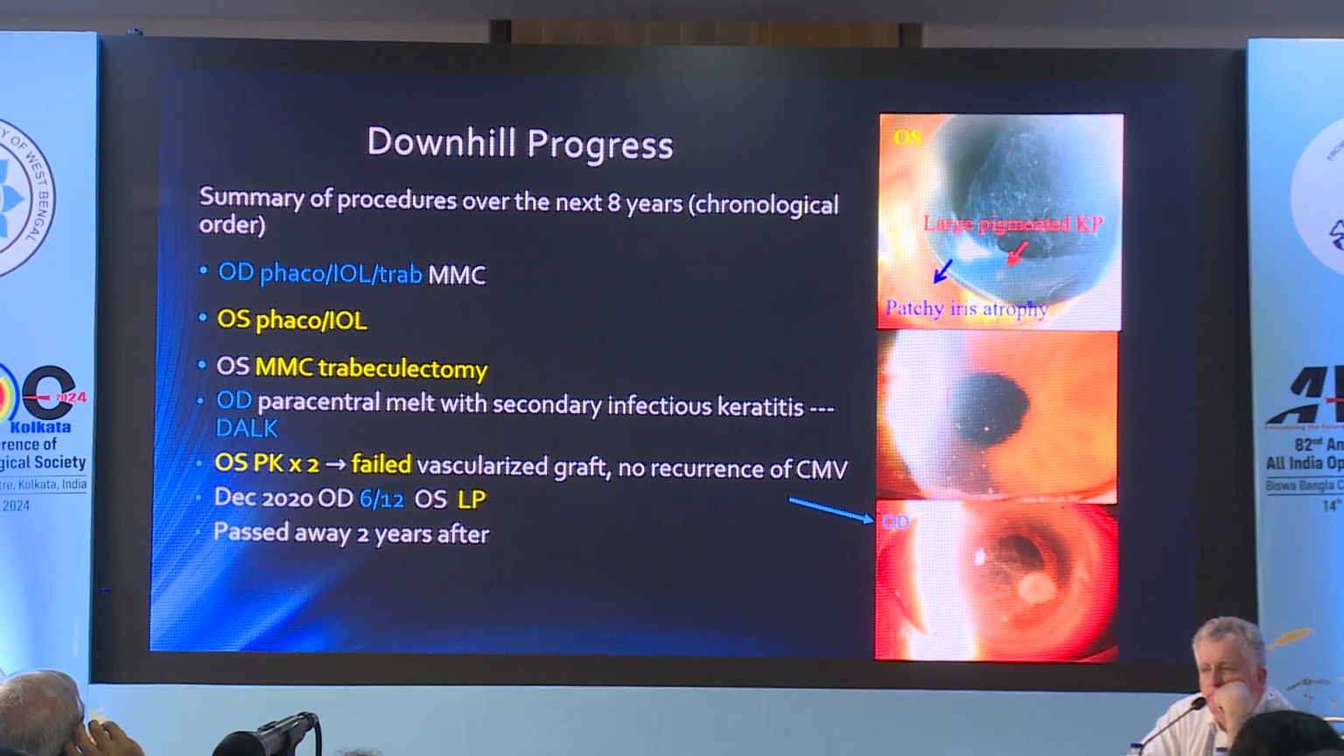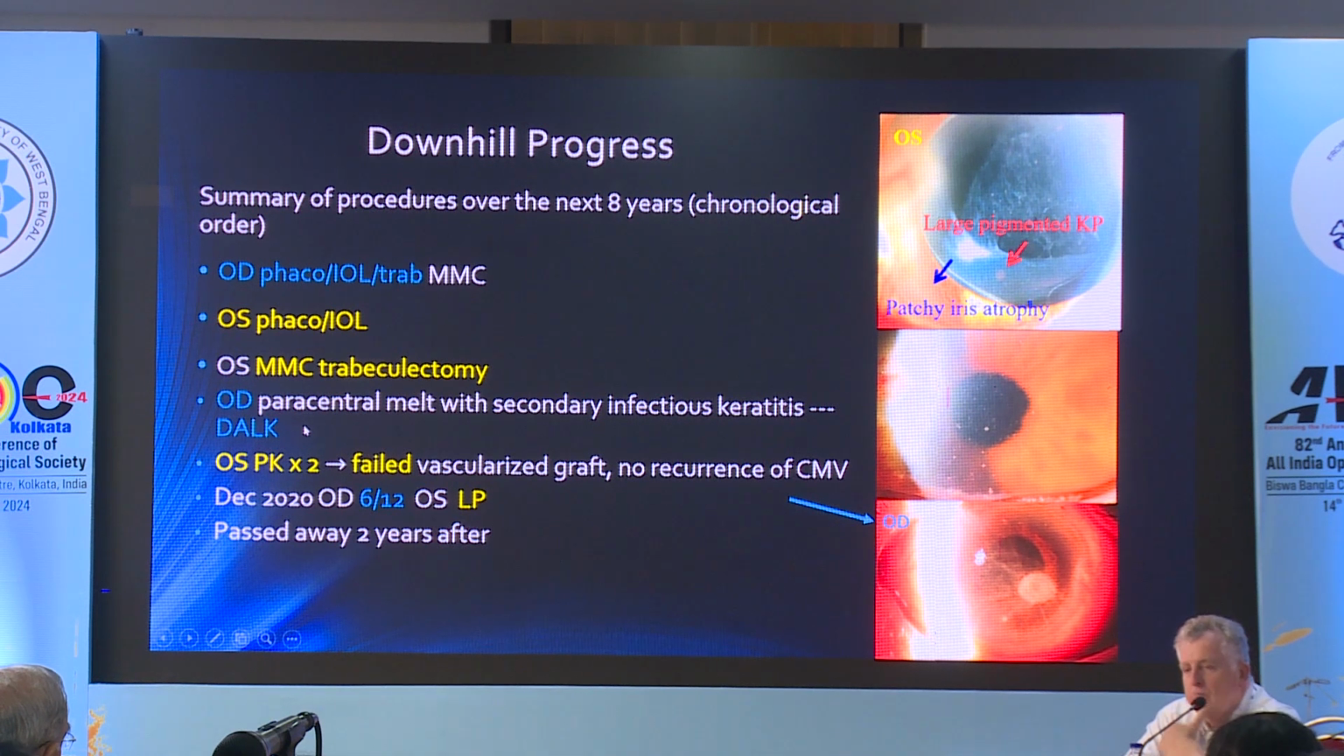So this patient actually improved for some time, but if you look at what happened thereafter over the next 8 years, he developed cataract, and he had glaucoma in the right eye that needed glaucoma surgery. The left eye developed cataract, which is not unexpected for his age, but he needed a trab with MMC. And then the right eye, which was neuropathic, had a paracentral melt with secondary infectious keratitis, and then he had to undergo a DALK. The left eye had penetrating keratoplasty because of delayed diagnosis of CMV.